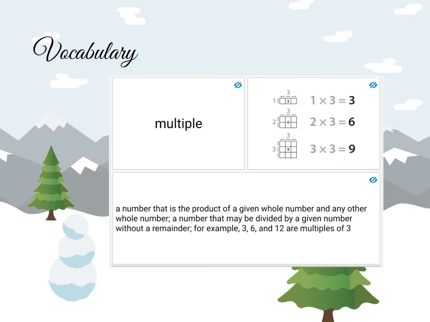We're going to begin by going over some vocabulary, and the first word is multiple. A multiple is a number that is the product of a given whole number and any other whole number, a number that may be divided by a given number without a remainder. For example, 3, 6, and 12 are multiples of 3. 1 times 3 is 3, 2 times 3 is 6, 3 times 3 is 9. These are all multiples of 3.